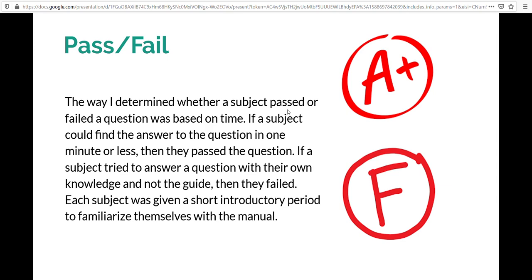Now, if a subject tried to answer a question with their own knowledge but not using the guide, then they failed. Now, I did make this known before they started so there would be no confusion, and each subject was given a short introductory period to familiarize themselves with the manual because since it's not a physical copy, it is a PDF file within the iPhone itself, in the Apple Books app. It took some time for specifically subject Beta to figure out how to flip the pages and how to use the table of contents and so forth.